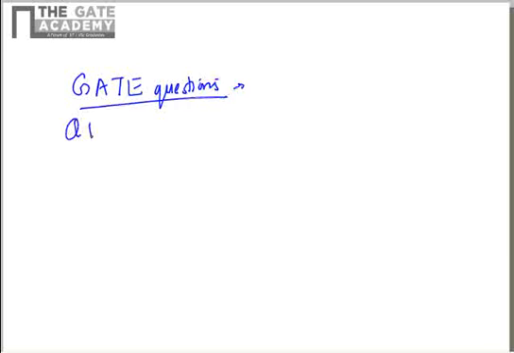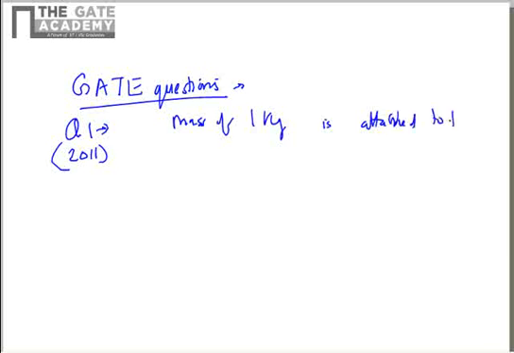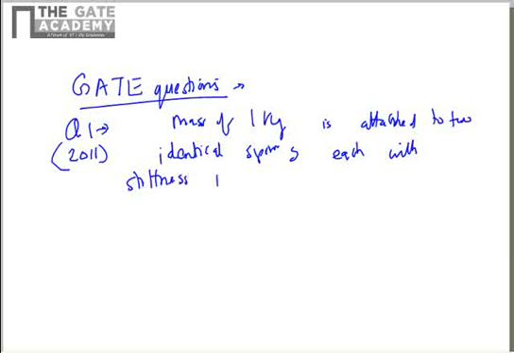So now ending the chapter, we'll move on to see some GATE questions, how a GATE question can be formed from the chapter of vibrations. So we'll take the first question that was asked in GATE 2011. It is given that a mass of 1 kg is attached to two identical springs, each with stiffness k is equal to 20 kilonewton per meter.